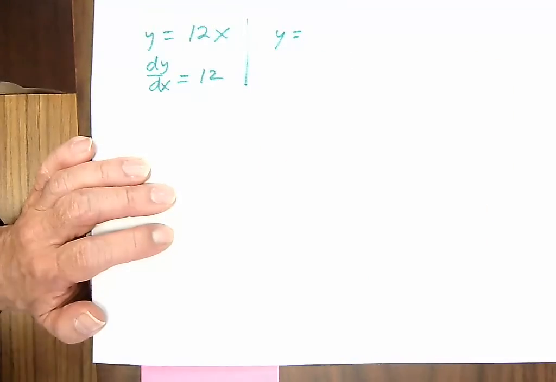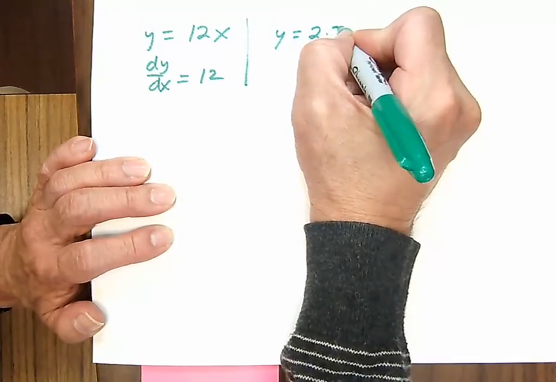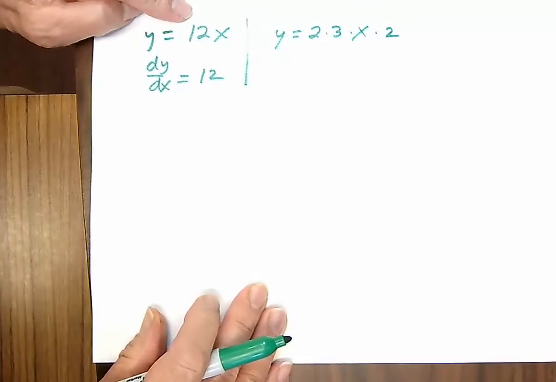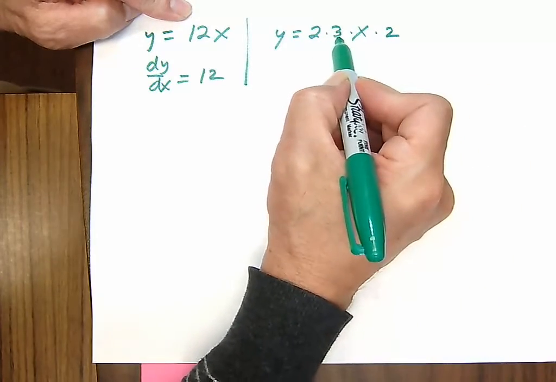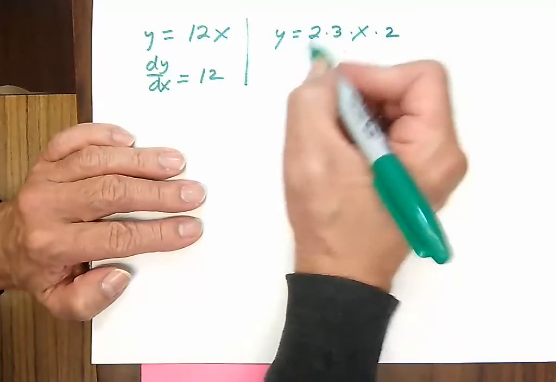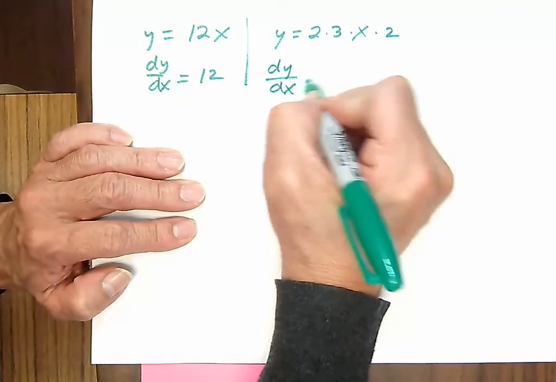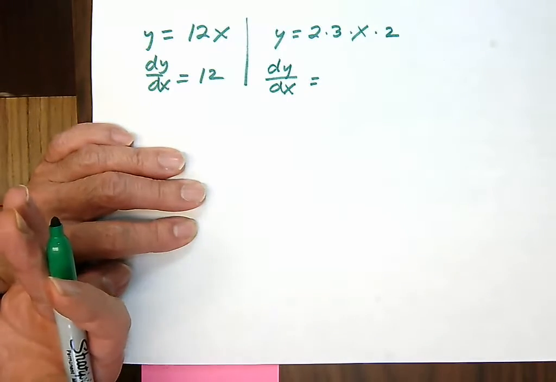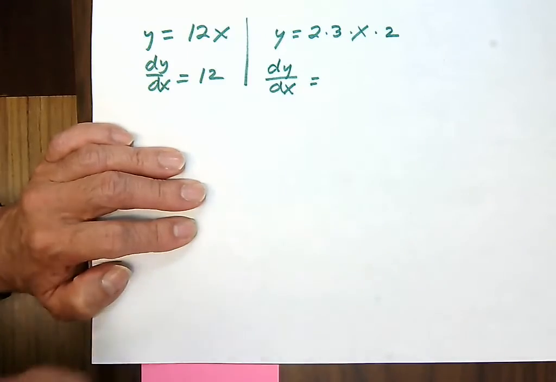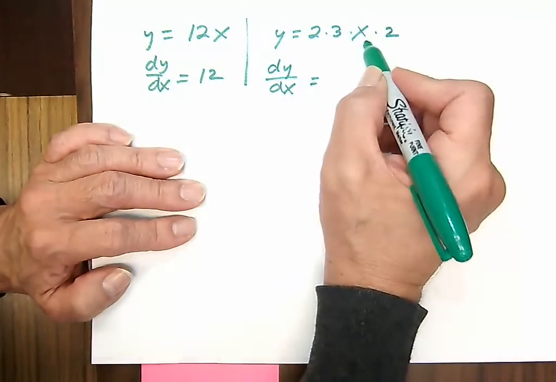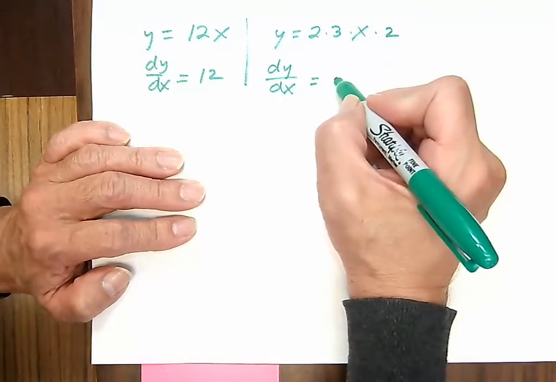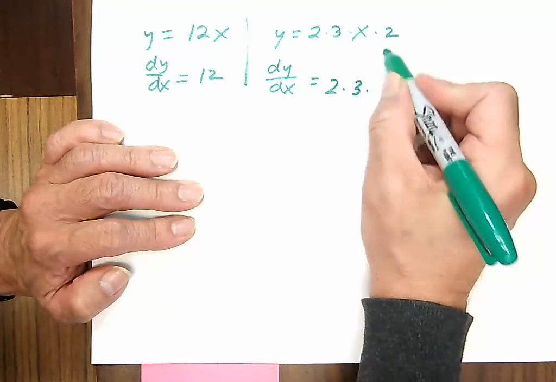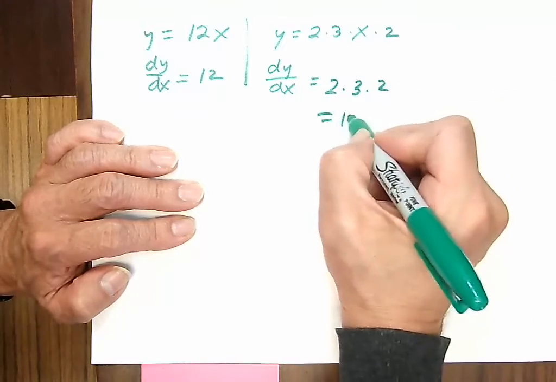Suppose we wrote this problem as y is equal to 2 times 3 times x times 2, which of course is the same problem we had before, because 2 times 3 is 6 times 2 is 12, so y equals 12x. So if you were asked to find the derivative of y with respect to x, it's just the coefficient of x, all of the numbers that x is multiplied by. But in this case, some of those numbers appear after the x instead of just before the x. So we could write the answer as 2 times 3 times 2, which again is still 12.